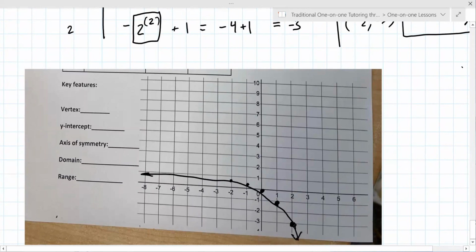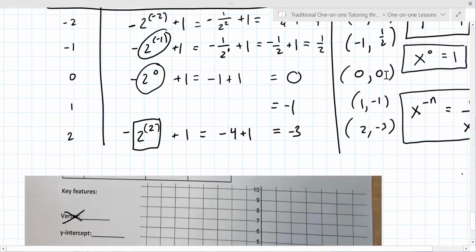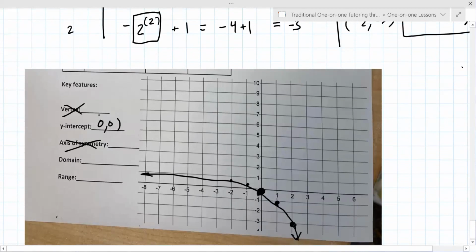It doesn't have a vertex. It doesn't have an axis of symmetry. It does have a y-intercept though. What is its y-intercept? The y-intercept is 0, 0. Yeah. Its domain is all real numbers. So it's x such that x is an element of the real numbers.